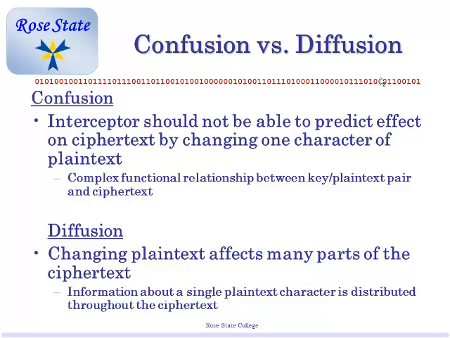Information about a single plaintext character is distributed throughout the ciphertext. And that's the thing with AES.